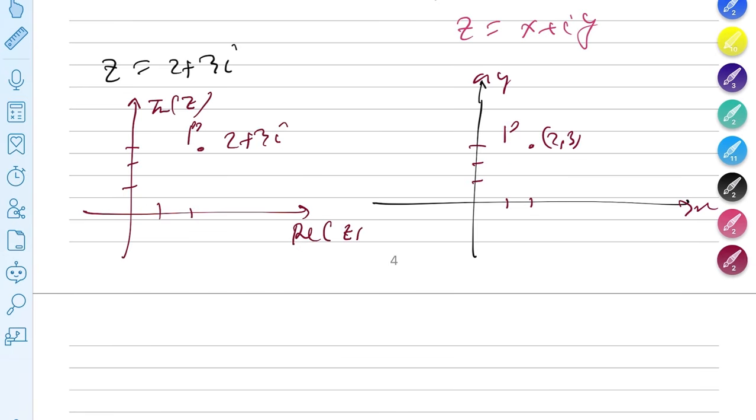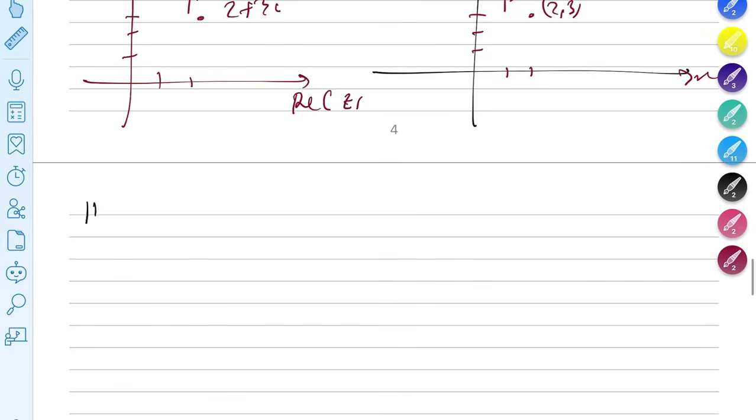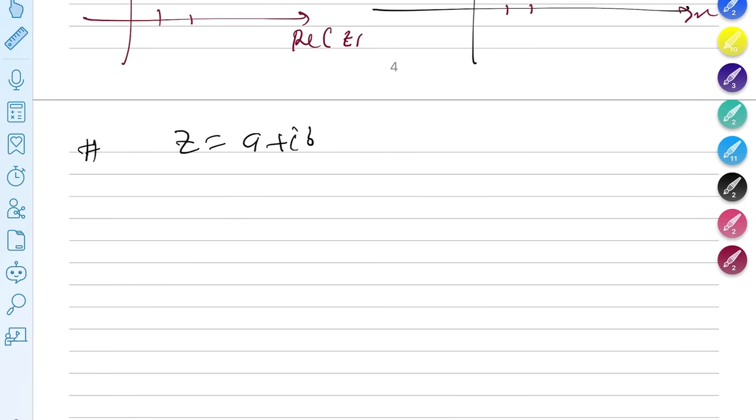The other way to represent a complex number is as a vector. We'll see how they are represented as a vector. Let's say z is equal to a plus ib. You should see why I am saying that it's similar to a vector. In a plus ib, what is i? i is just a notation to segregate the real and imaginary parts. So if i is attached to any number, that number is called the imaginary part.